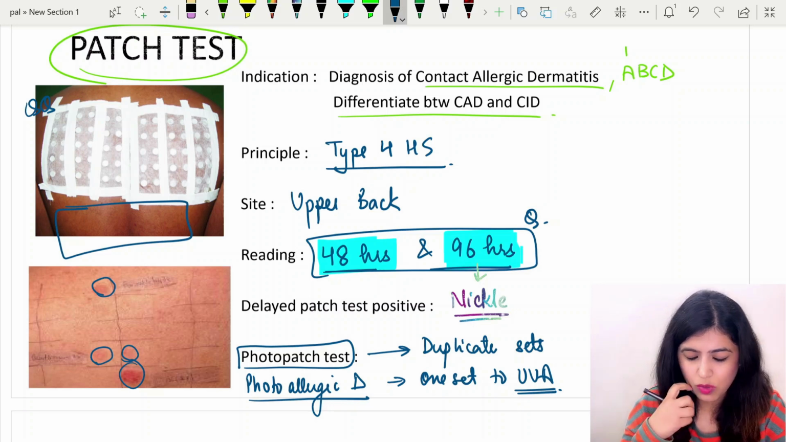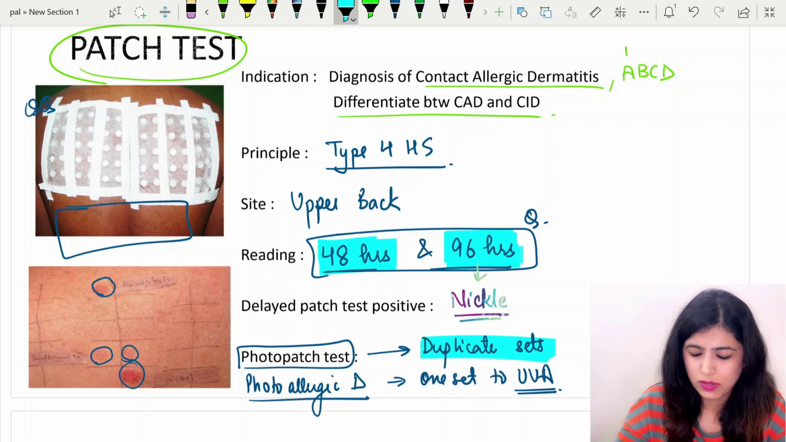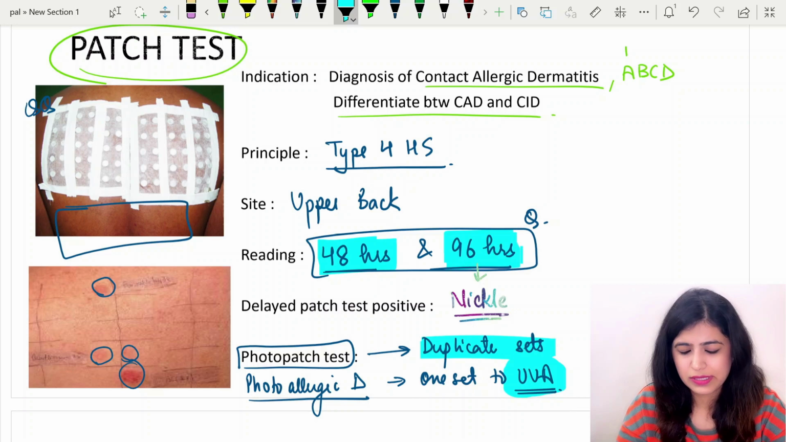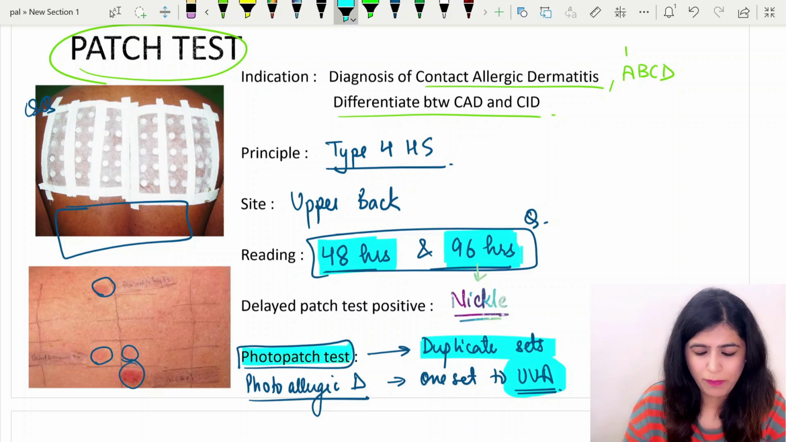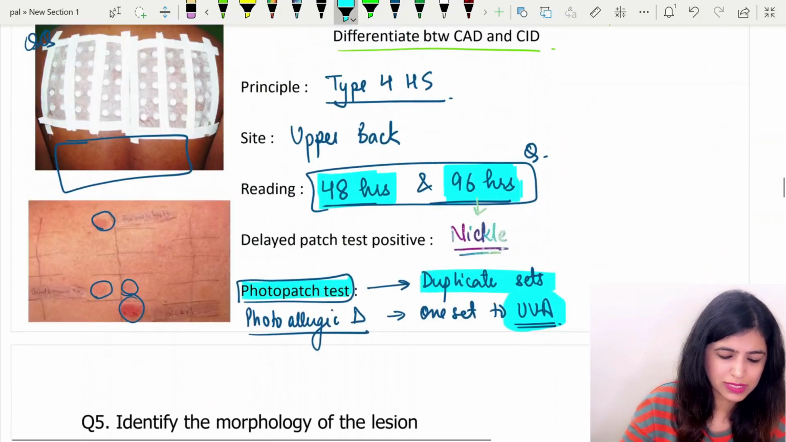So what you have as a question here is, you apply the sets in 2 and you use UVA light to test for the sensitivity. This is the photo patch test. It is a modification to look for photoallergic dermatitis.